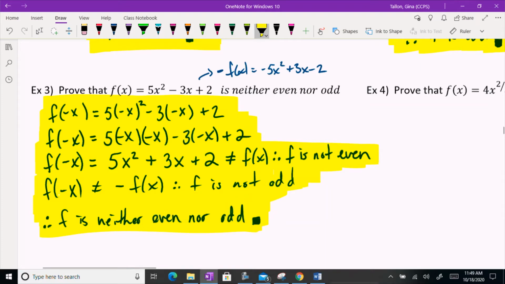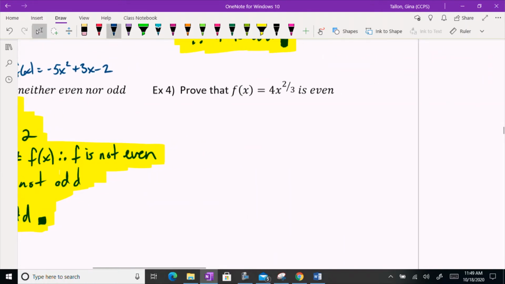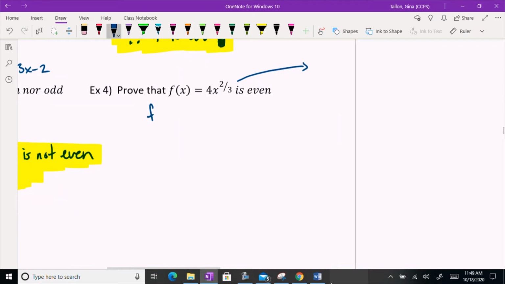Okay, moving on to example 4. Prove that f of x equals 4x to the 2/3 is even. I'm telling you it's even, and I want you to prove it. So what we're going to do, and perhaps I need to go to the side and just talk to you about this for a second.